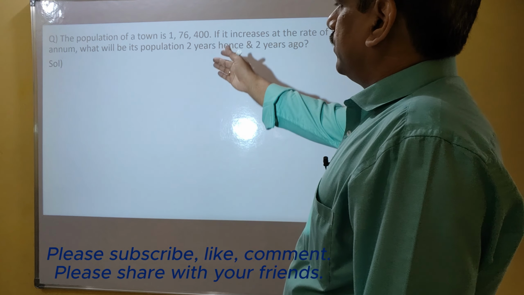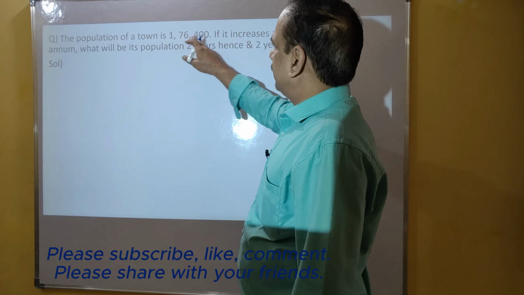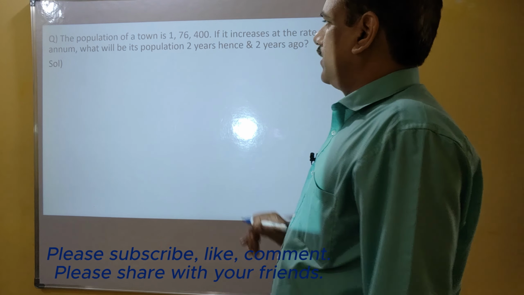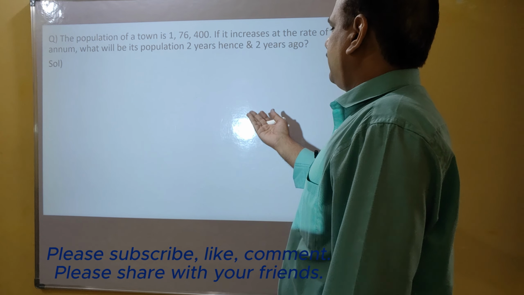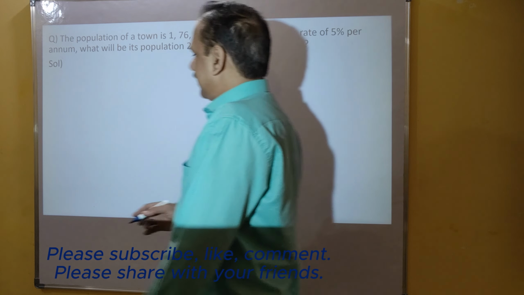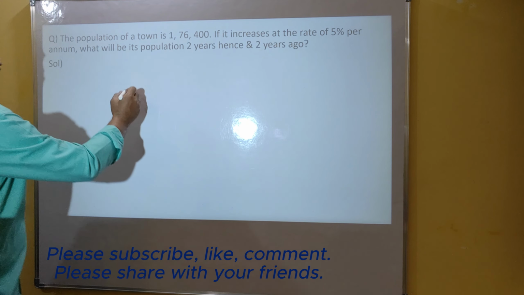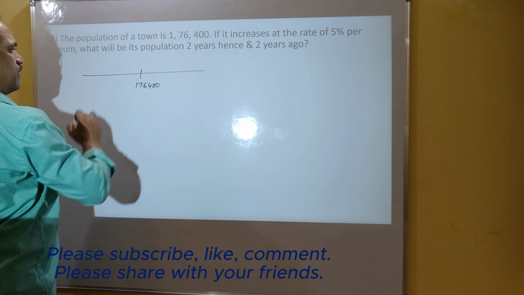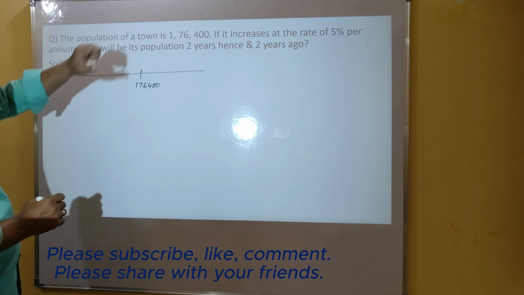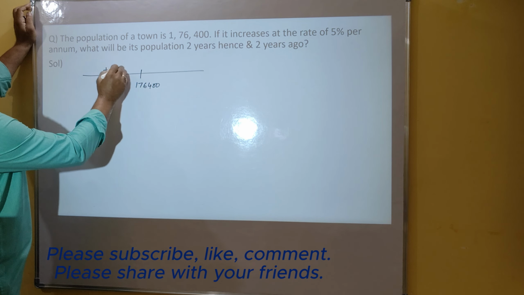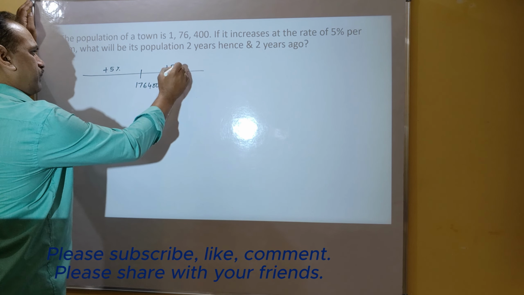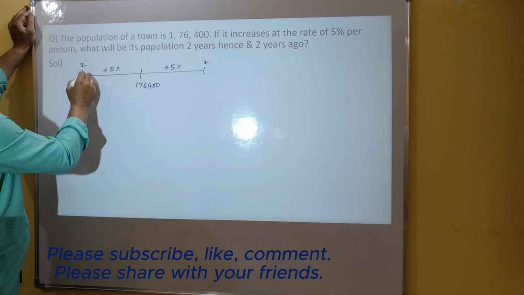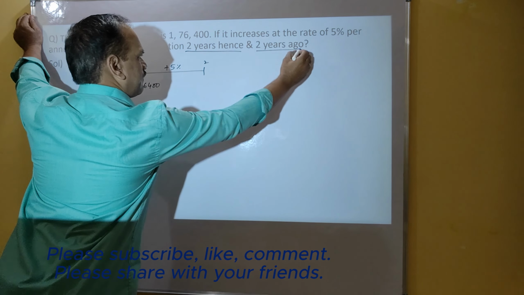The population of a town is 1,76,400. If it increases at the rate of 5% per annum, what will be its population 2 years hence and 2 years ago? That means the current population of the town is 1,76,400. If it increases by 5% per year, here also 5% per annum, positive only. So after 2 years, before 2 years, 2 years hence, 2 years ago.